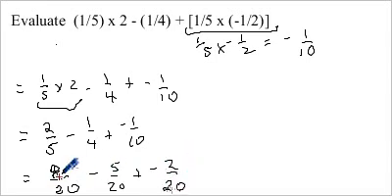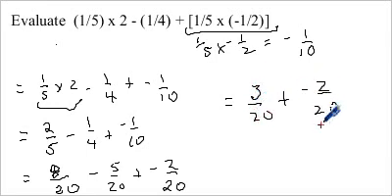When I'm adding and subtracting fractions with the same denominator, I can just keep the denominator and do the operation with the numerator. So 8 minus 5 is going to be equal to 3/20 plus negative 2/20. Again, I can just do the operation with the numerators and keep the denominator. 3 plus negative 2 is the same as 3 minus 2. So I'm going to end up with 1/20 for my final evaluation.